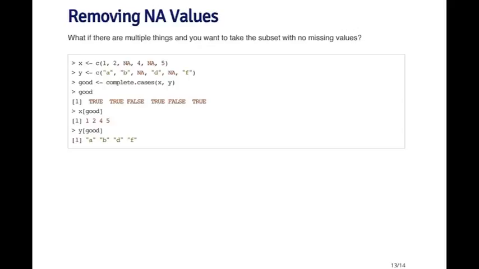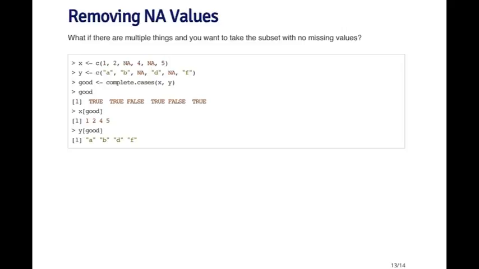So what if there are multiple vectors or multiple objects, and each one has missing values in slightly different places, and you want to take the subset of all the objects that have no missing values, right? So here I created a vector called X, which is 1, 2, 4, and 5, and missing values scattered about, and then Y is a character vector with also some missing values in it.